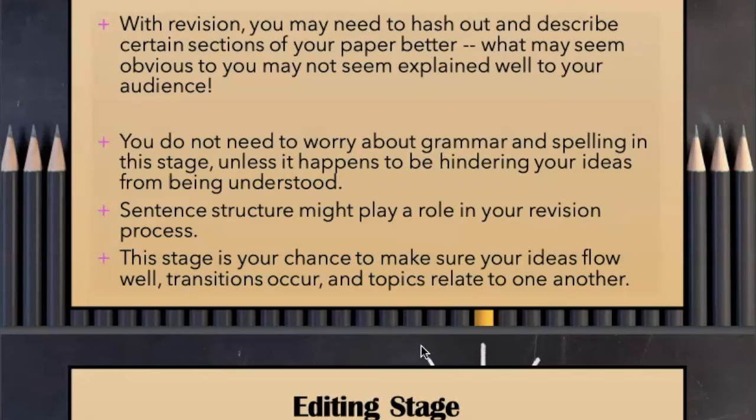And another important aspect of this is you can go to the Writing Center. We can look at your transitions. Do your ideas work together? Do they flow into one another?